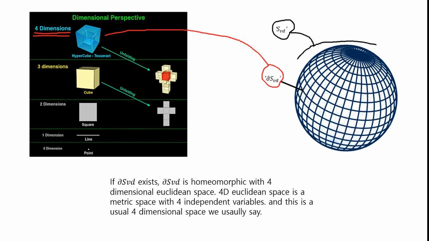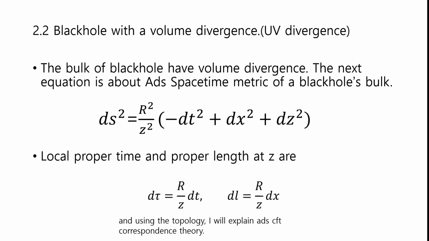4D Euclidean space is a metric space with 4 independent variables. And this is the usual 4-dimensional space we usually speak of. So we can say this 3D is 4D. And using topology, I will explain AdS/CFT correspondence theory. The bulk of the black hole has volume divergence.